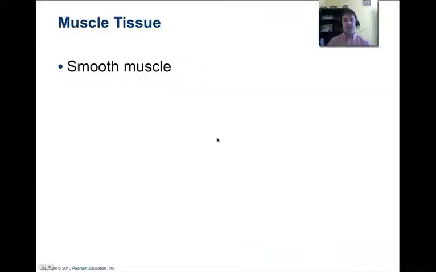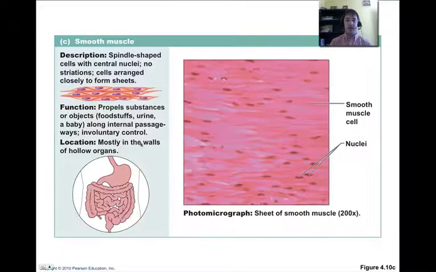Smooth muscle, it's a little different than both skeletal and cardiac. It's also under involuntary control. You don't consciously control this. You've got spindle-shaped cells here with one central nucleus, no obvious striations, and then the cells form these sheets.